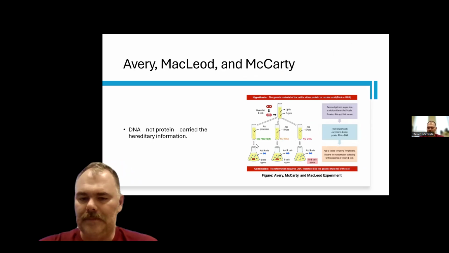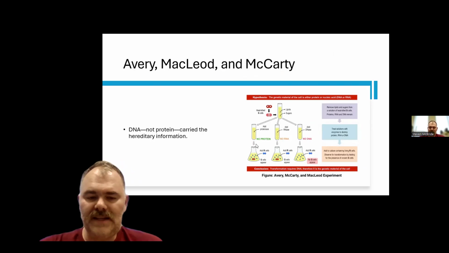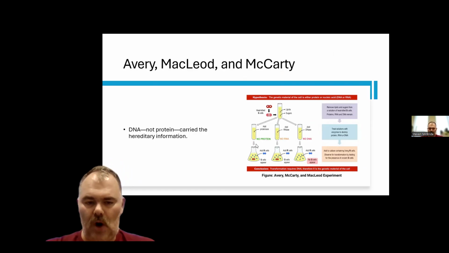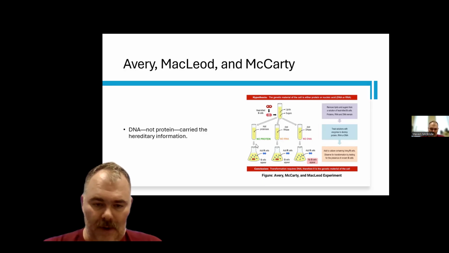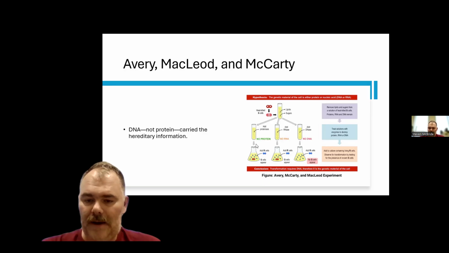Now, in this experiment by Avery, McLeod, and McCarty, they were able to destroy different parts of the material, right? So they could either destroy proteins, destroy RNA, or destroy DNA, right? And so Avery and his colleagues systematically destroyed these different molecules in bacterial extract. So he's kind of working off of Griffith's idea.